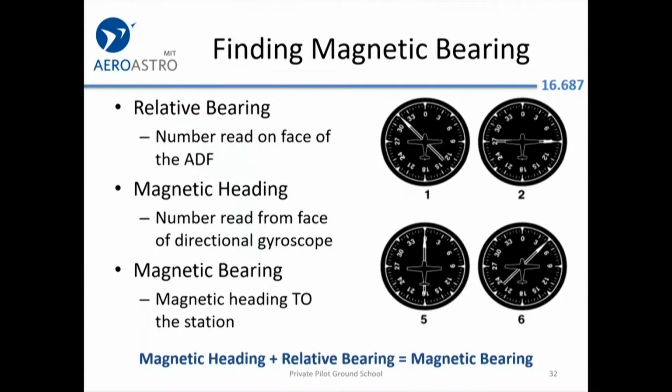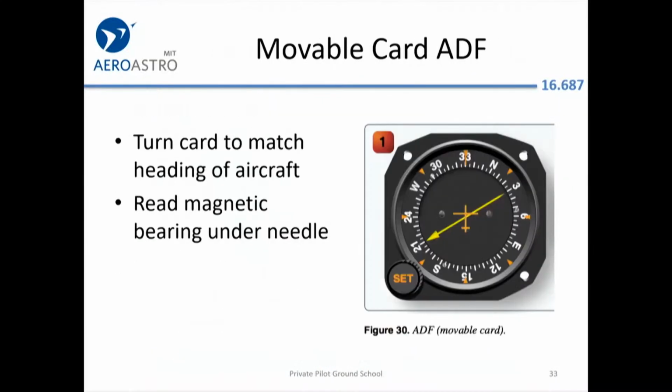So this is not rocket science. If you're going south and the station is 90 degrees to your left, then the magnetic bearing to the station would be 090 in that case.